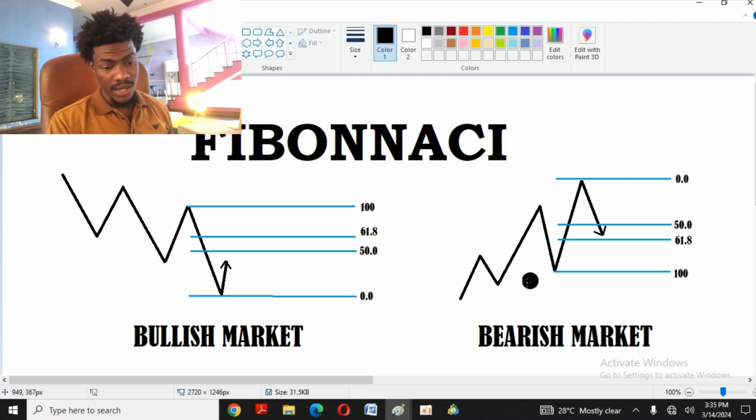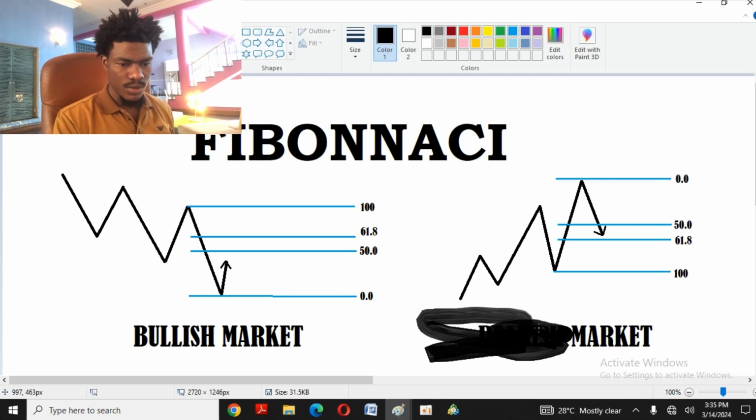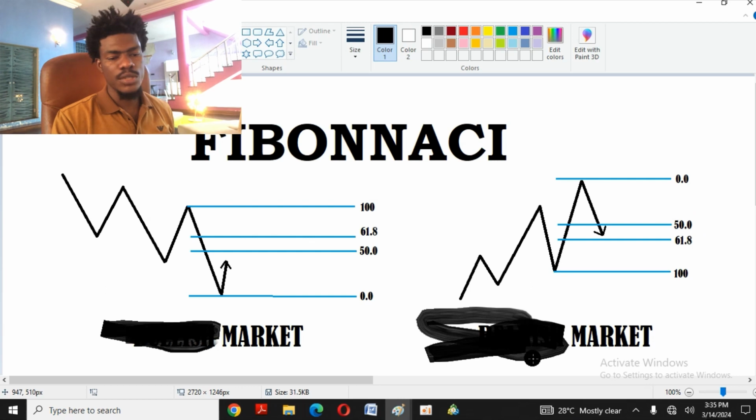And in the bullish market, not bearish now. Okay, let me just do this away. In the bullish market now, we have the higher highs and the higher lows, the higher highs, the higher lows, and the higher highs.